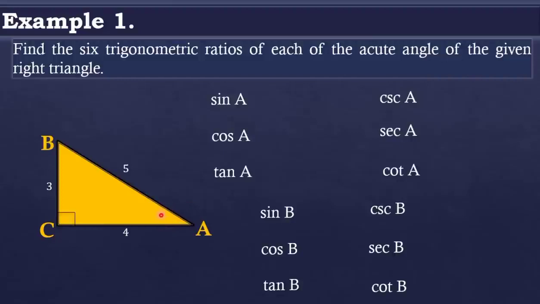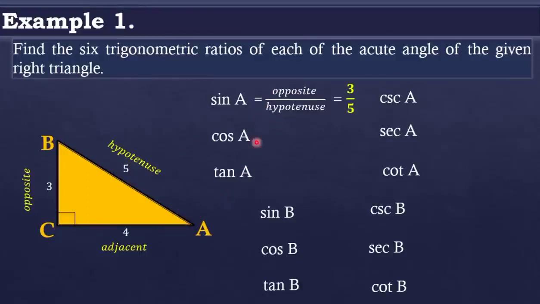Okay? Now, tatandaan na kapag meron po tayong opposite and then adjacent, so ito po yung ating sine A. Diba? Pag sinabi nating sine A, ano ba ang sine natin? We have the opposite over hypotenuse. So that is sine opposite over hypotenuse. So we have sine A, we have 3 over 5.